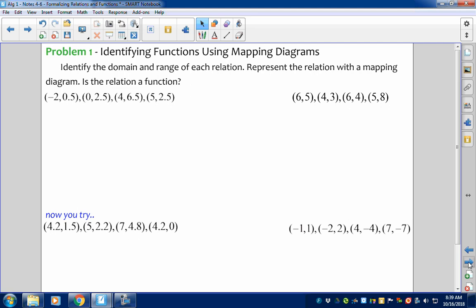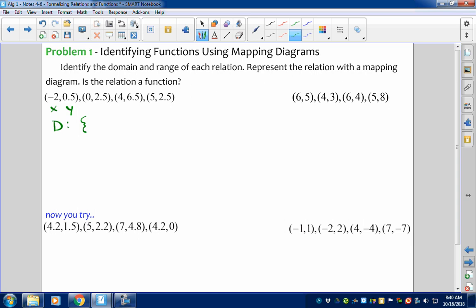Right, so things we'll be asked to do is identify the domain and range of each relation. So you'll be given a list of coordinates. These are just x, y coordinates. Remember, the first one is x, the second one is y. And we're just going to list for the domain. I just do a D for domain, so write a capital D for domain. Fancy brackets, like this. That's set notation.